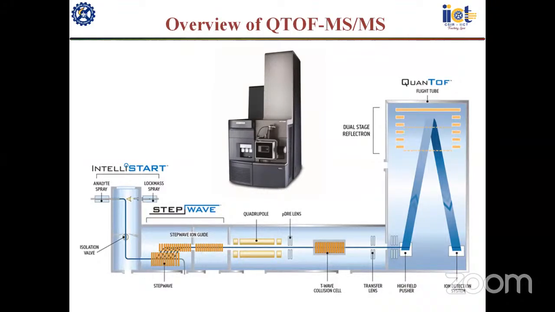So we know pretty well this QTOF MS/MS. This has the analyte spray and lock mass spray, isolation valve, and it contains a dual stage reflection ion detection system, high field pusher, transfer lens, and T-wave collision cell, and quadrupole, and a lens and everything.